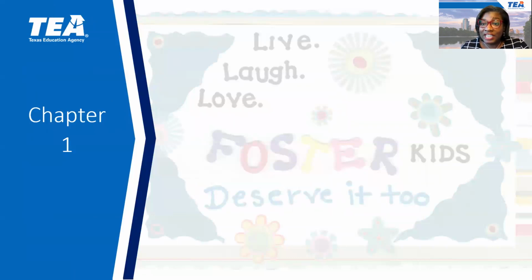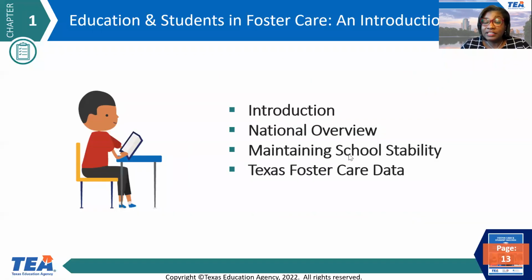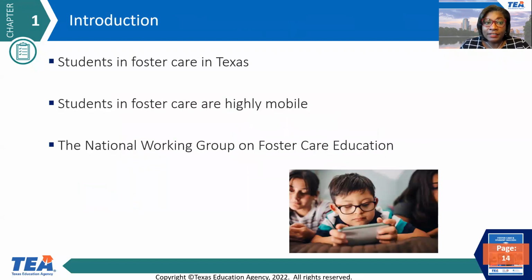So now let's head into chapter one. We're going to focus on a couple of highlights in the chapter that we want to let you know about. In chapter one, it speaks about the introduction, also the national overview, then maintaining school stability, and then Texas foster care data. So this overview is located on chapter 13. Introduction: our students in foster care, students in foster care in the state of Texas. So this information is located on page 14.